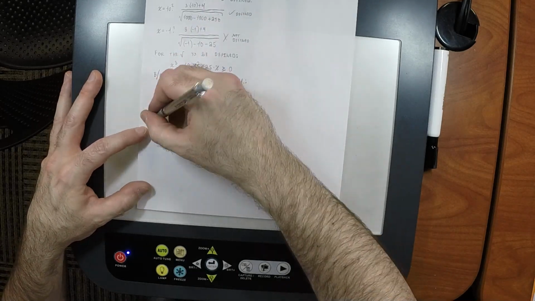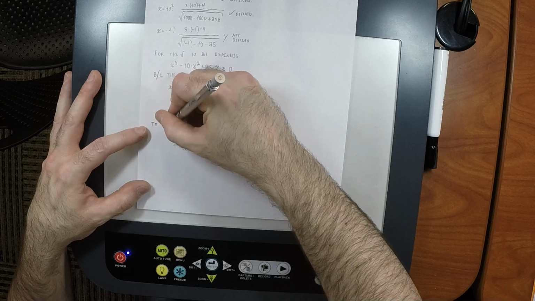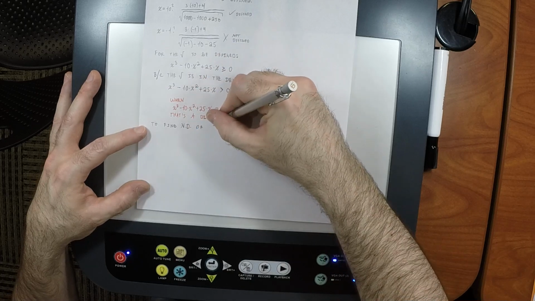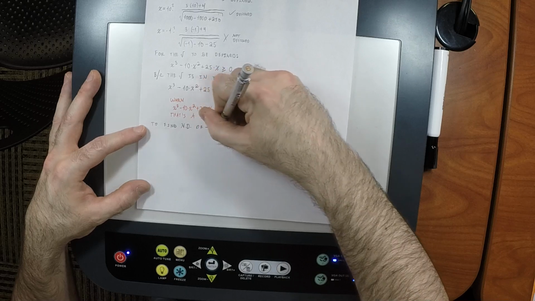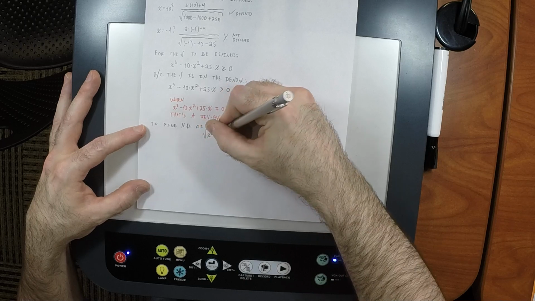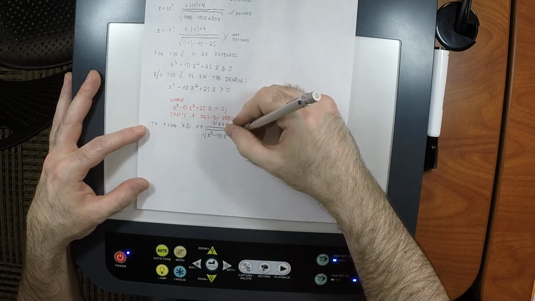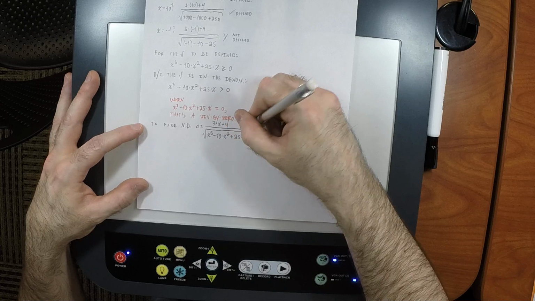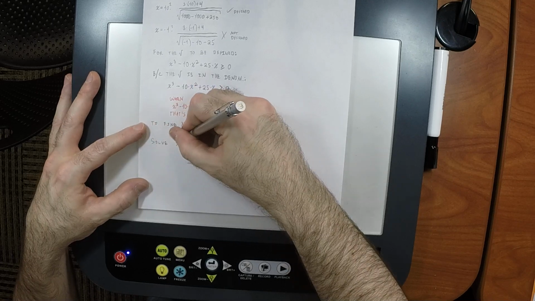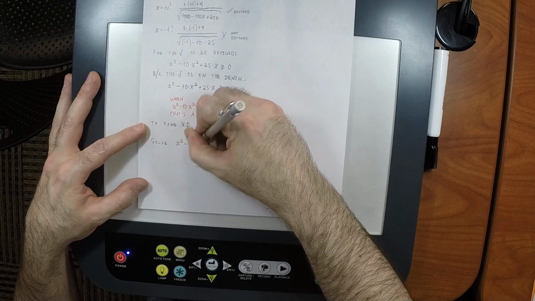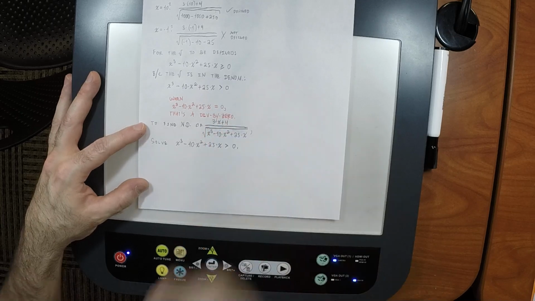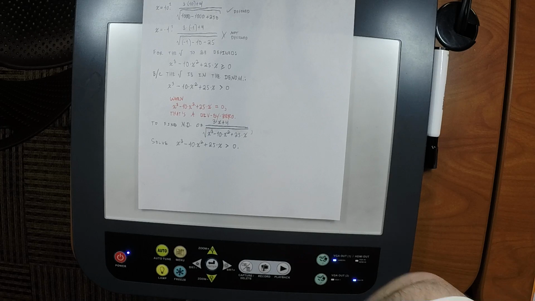So to find the natural domain of 3x plus 4 over square root x cubed minus 10 x squared plus 25 x, we will solve x cubed minus 10 x squared plus 25 x greater than 0. All right. So now we know what we need to do.